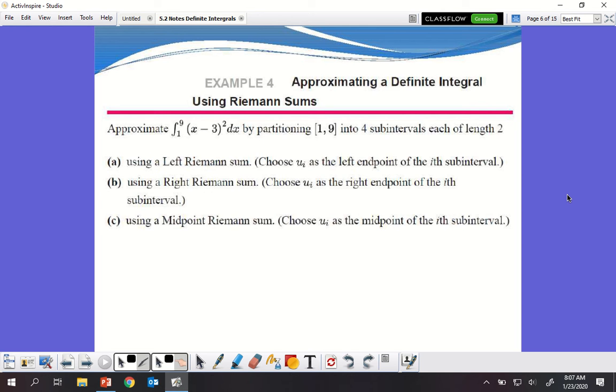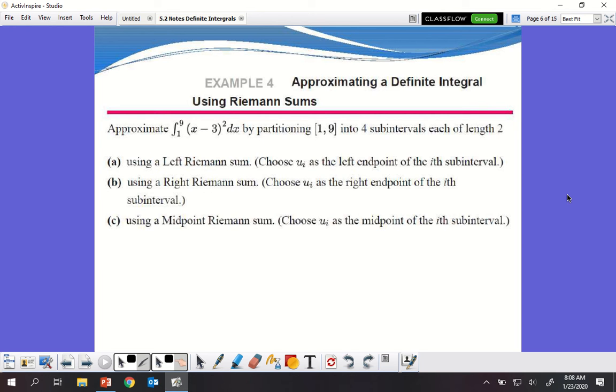So what is this symbol right here? So this is the approximate, and these are my bounds that we were talking about, and this is going to be from 1 to 9. Jess? Okay, 1 to 9. My function is going to be (x minus 3) squared dx. What do we say dx is? Delta x, right? Delta x is the thickness of each one of my slices. So for each one of these rectangles that I'm making, I'm going to have a delta x. That's the thickness.